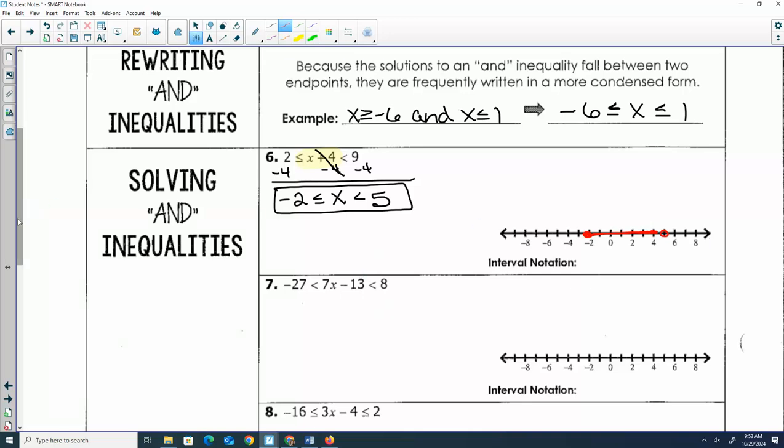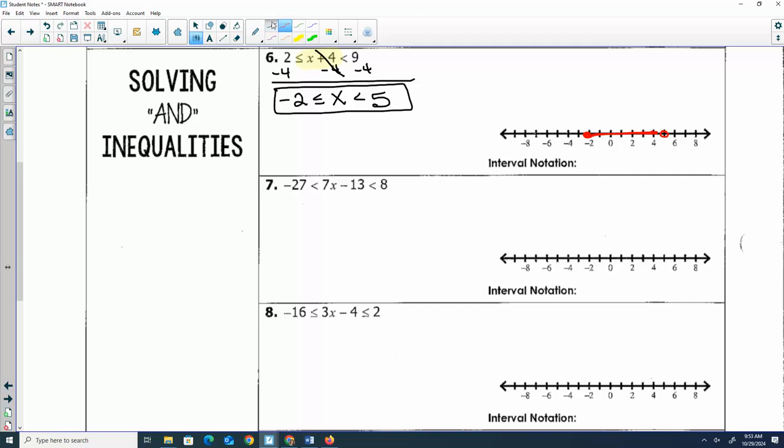Let's look at number 7. So if I'm trying to solve this, first we have to get the x by itself. Okay, we're starting in the center. To do that, I have to add 13. If you do it in the middle, you have to add 13 to both sides as well. So negative 27 plus 13 is negative 14, less than 7x, less than 21. So we added to both ends.